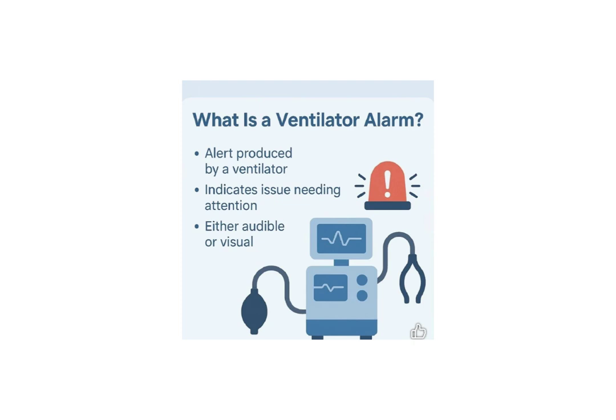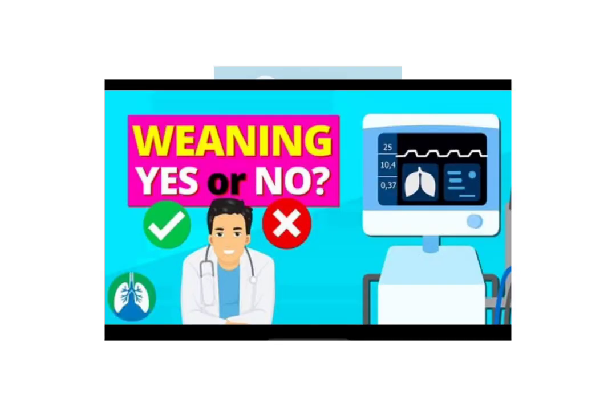1. High pressure alarm. This alarm means there's too much pressure in the airway, usually from coughing, secretions, or a blocked tube. 2. Low pressure alarm. This means air is leaking or the ventilator isn't meeting expected resistance, maybe from a disconnected tube or leak. 3. Apnea alarm. This goes off when the patient stops breathing on their own in spontaneous modes like CPAP.